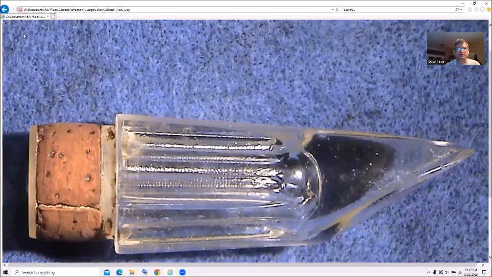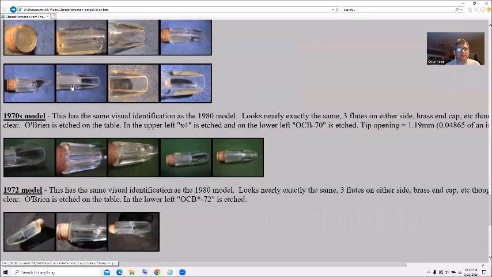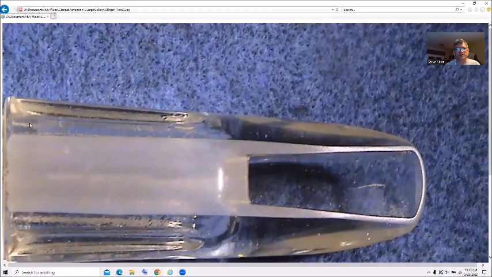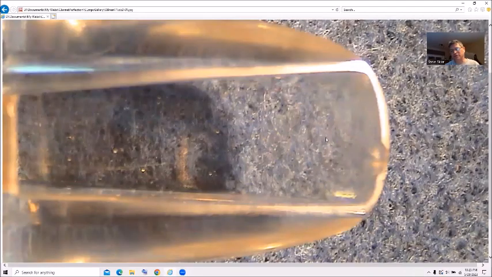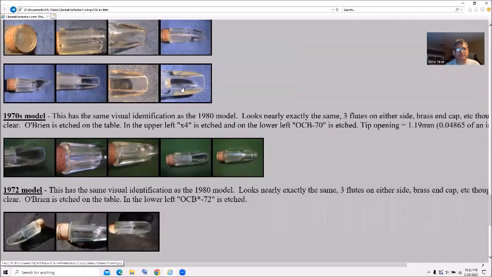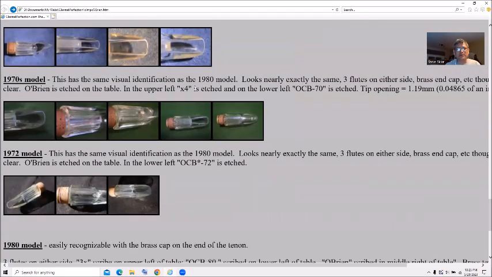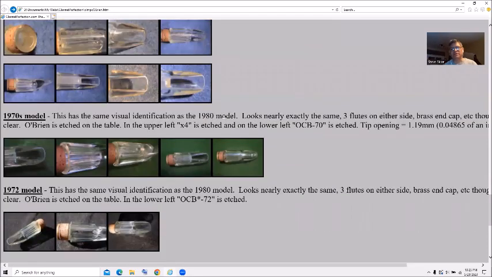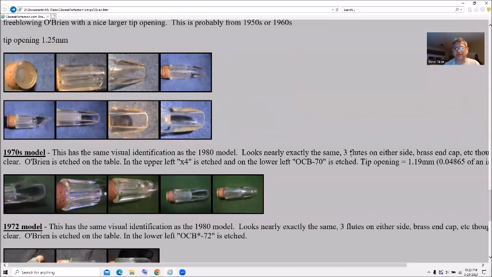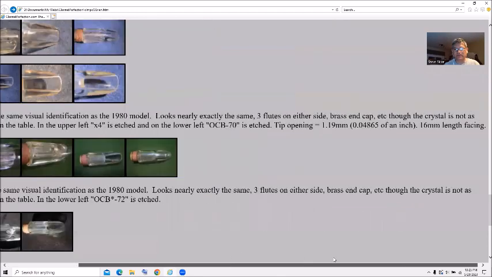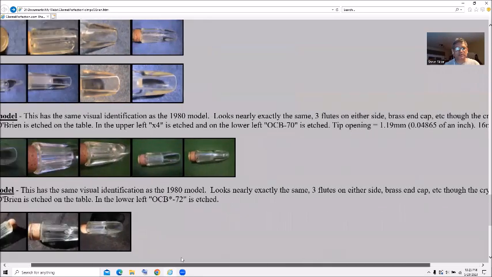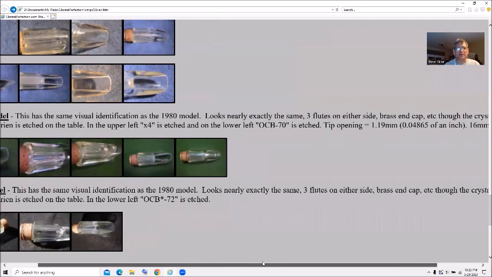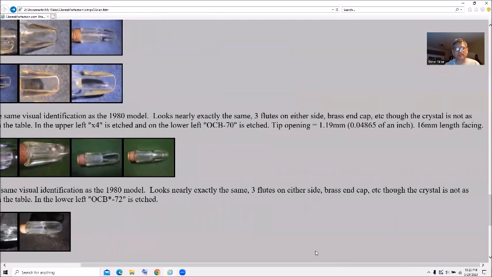Different style of flutes here. Frosting on the table. Here's one with the chip on the front that I have to fix. It's a 1970s model. Same visual identification, 1980s, three flutes on either side, brass end cap. The crystal is not as clear. O'Brien is etched on the table. In the upper left, an X4. In the lower left, an OCB7 is etched. Tip opening is 1.19 millimeters, 16 millimeter facing.